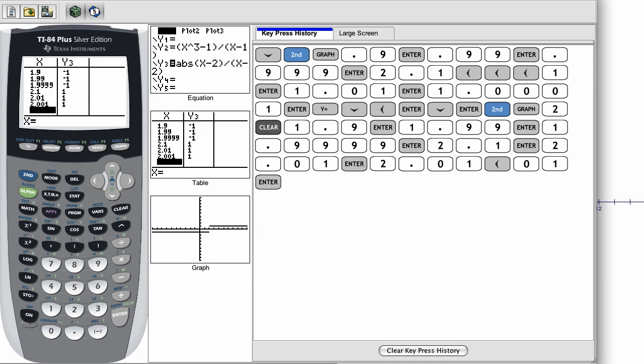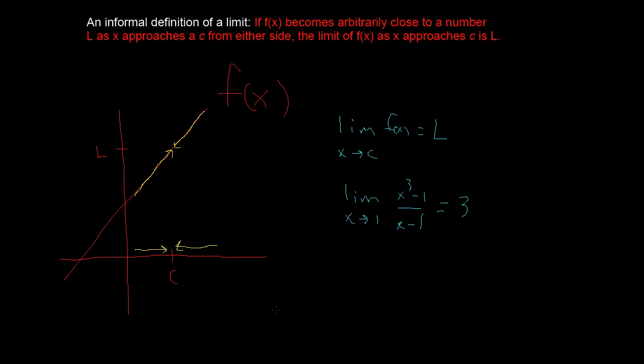So what does that mean? Well, according to this definition out here, as x approaches c from both sides, it had to approach the same value, L over here, in order for us to say that the limit was that number. Since this approached 2 different numbers, we can say that the limit as x approaches 2 of the absolute value of x minus 2 over x minus 2 equals, what do we say, 1 or -1? Well, neither. They're not the same number, so we say it does not exist.